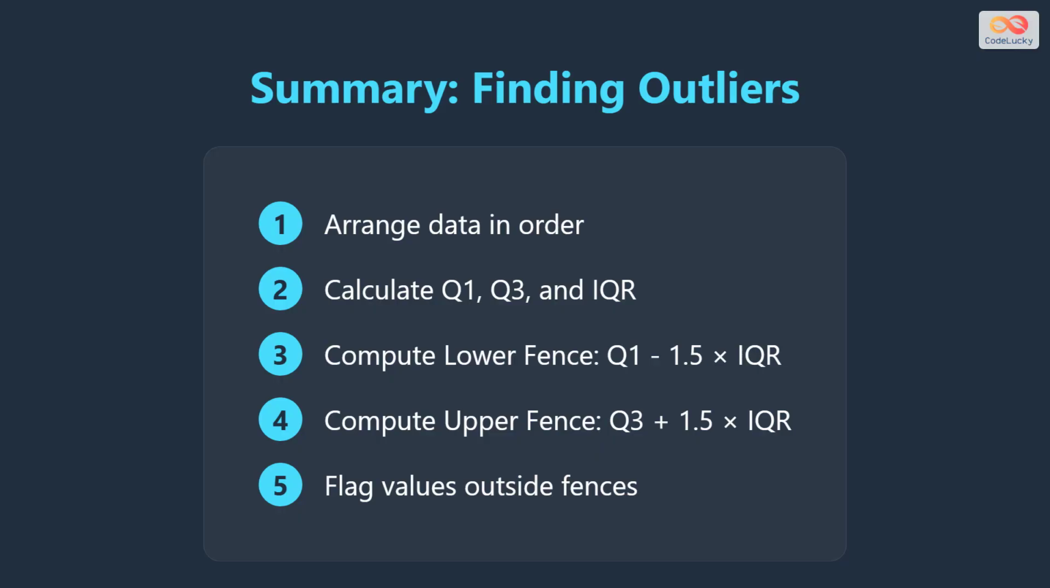To wrap up, remember these 5 steps. 1. Arrange your data in order. 2. Calculate your quartiles and IQR. 3. Find the lower fence. 4. Find the upper fence. And 5. Flag any values outside these fences as outliers. Following this process ensures you are detecting anomalies consistently and accurately.